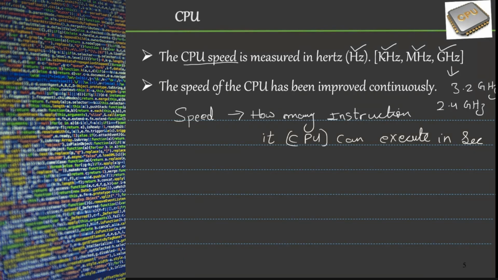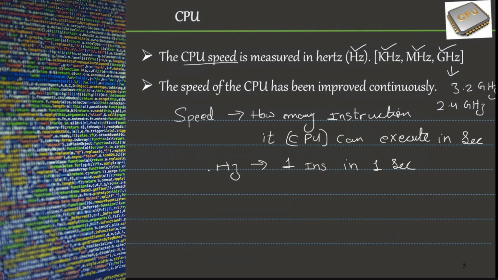If the speed is 1 hertz, that means it can execute one instruction in 1 second. It's just the opposite of a second. Hertz is a unit of frequency, by the way, in normal physics. But when we take it in this electronics part, 1 hertz means one instruction in 1 second.